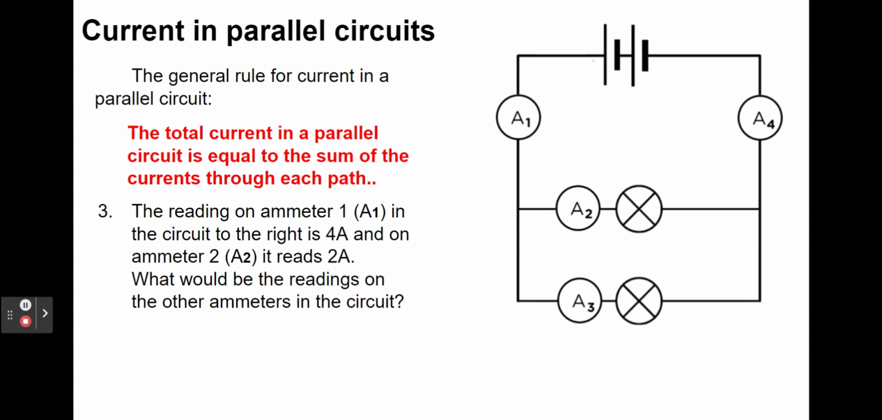Well, we've got 4 amps coming out of the battery, down that wire. 2 amps goes along this branch, 2 of the 4, and that leaves us with another 2 amps that can go along this branch, and both of those 2 amps connect up to become 4 amps before they go back into the cell again, or back into the battery again. So we've got 4 amps coming out of the battery, 2 of those 4 amps goes along the first branch, 2 of those 4 amps go along the second branch, and both of those recombine to give us 4 amps going back into the battery.